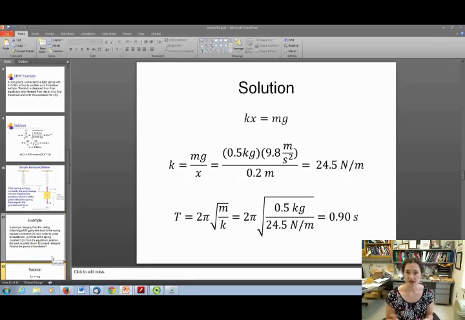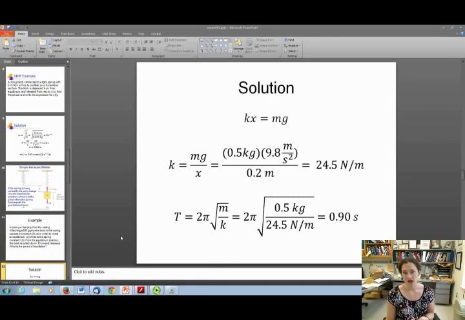So I'm going to set kx equal to mg and then solve for k to find my spring constant. Solving for k gives me mg over x. Plugging in for the numbers that I've got in this problem, that gives me 0.5 kilograms times the acceleration due to gravity of 9.8 meters per second squared, divided by 20 centimeters put in terms of SI units is 0.2 meters. So when I solve that equation, I get 24.5 newtons per meter for my spring constant.